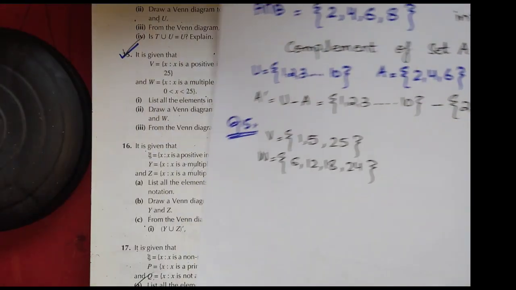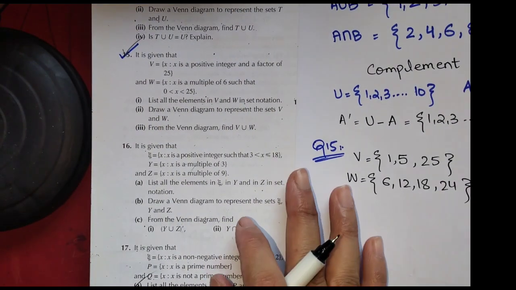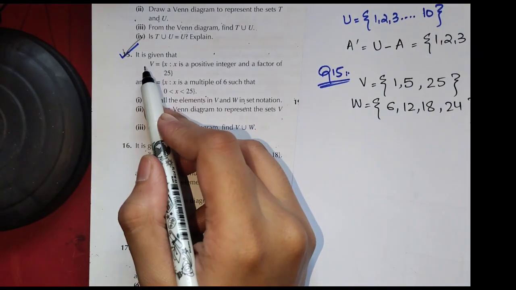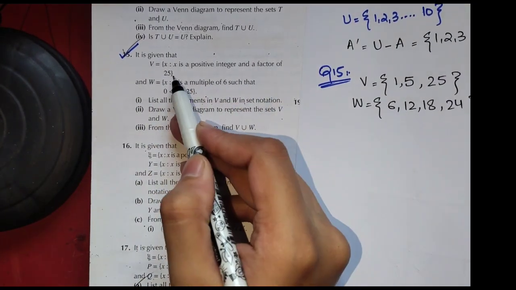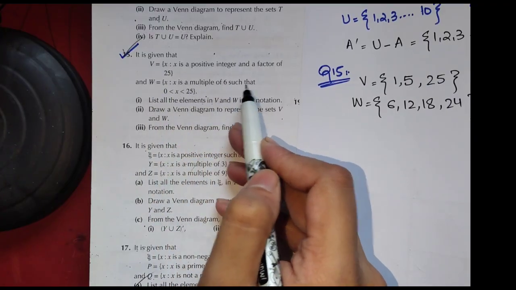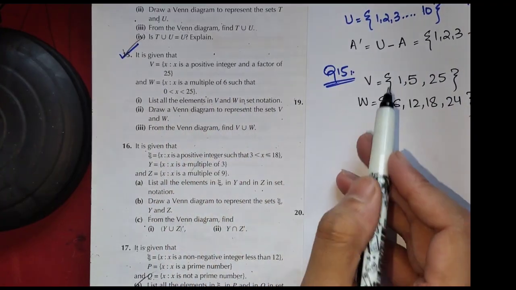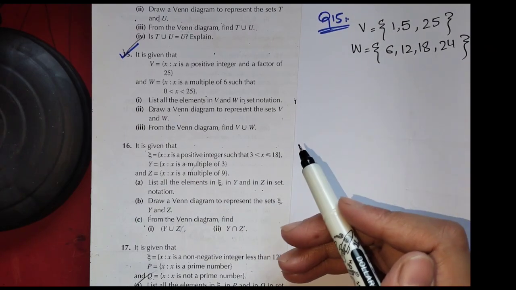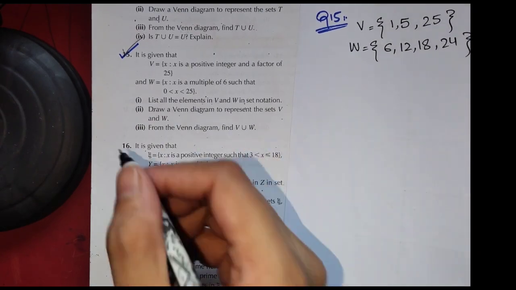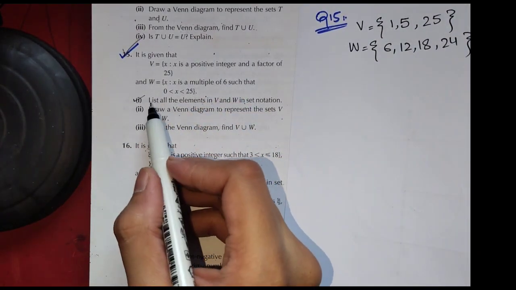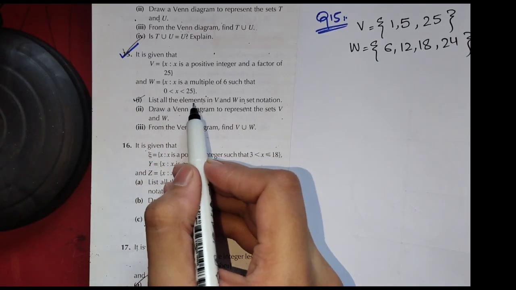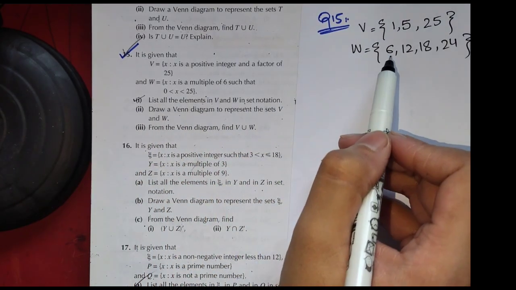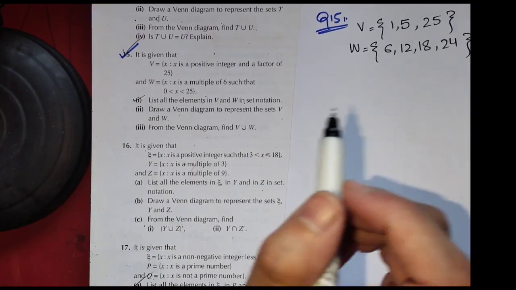Again, compare it with the given statement so you will get my point. V is a positive integer and factor of 25. W is a multiple of 6 less than 25. These are the two sets, V and W. Okay. In the next statement, they are asking list all the elements in V and W in set notation. This is your set notation form and we have written it already.